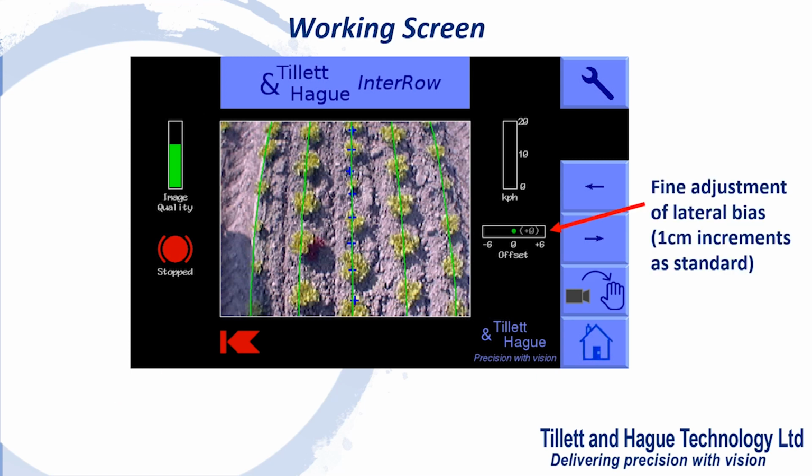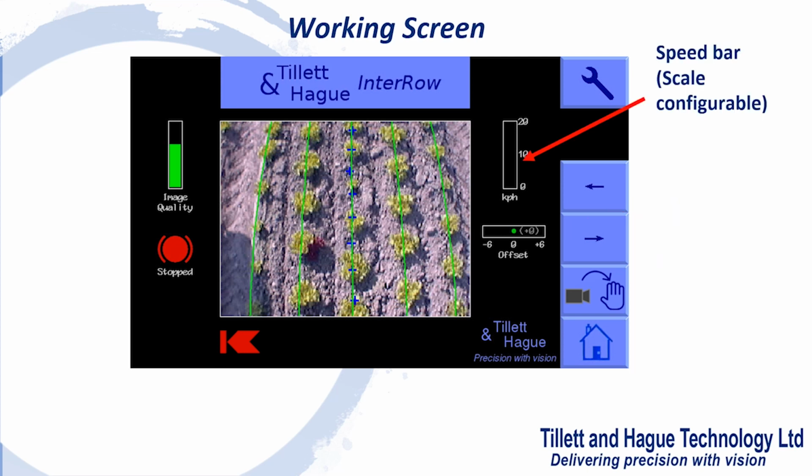A fine offset gauge on the right shows the amount of left or right bias set by the user. This can compensate for minor lateral camera misalignment or side slopes. By default, the fine offset has 6 1 cm steps in either direction, though the number and size of steps can be configurable.